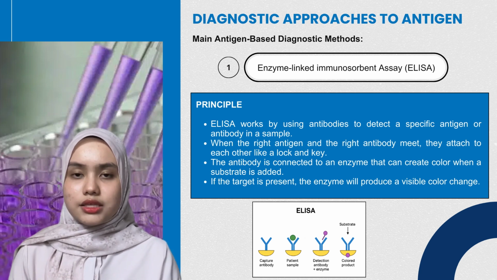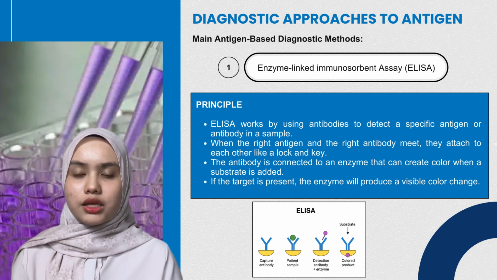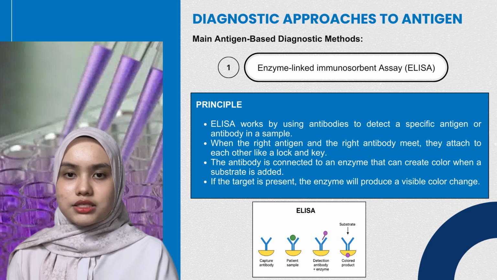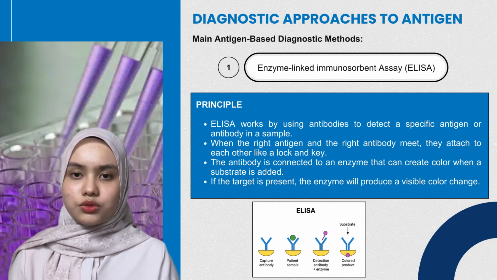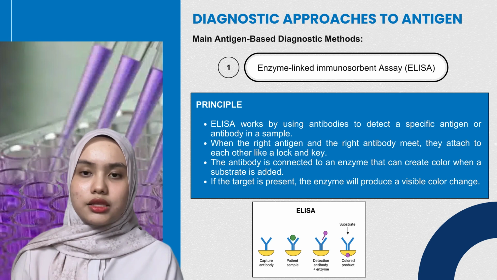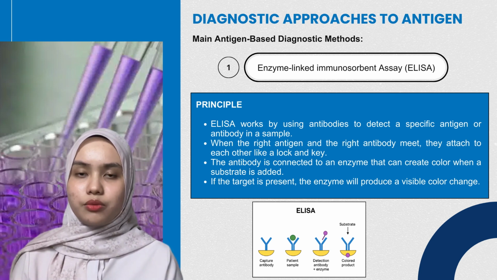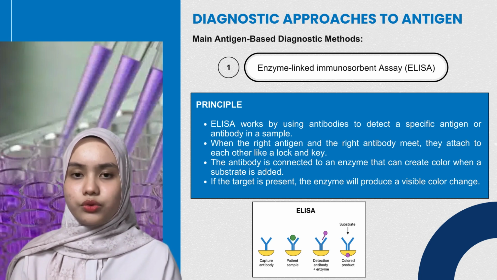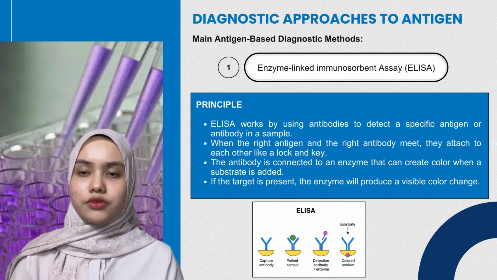So first, ELISA. For the principle, ELISA works by using antibody to detect a specific antigen or antibody in a sample. When the right antigen and antibody meet, they attach to each other like a lock and a key. The antibody is connected to an enzyme that can produce a visible color change when a substrate is added. If the target antigen or antibody is present, a color change occurs, indicating a positive result.